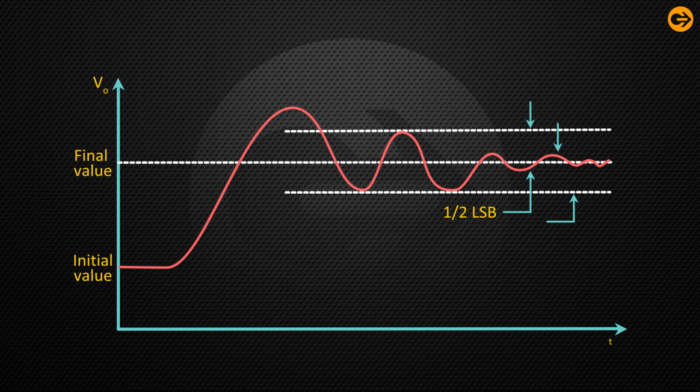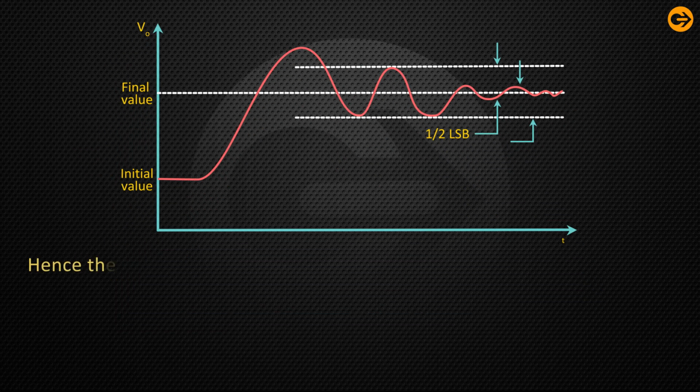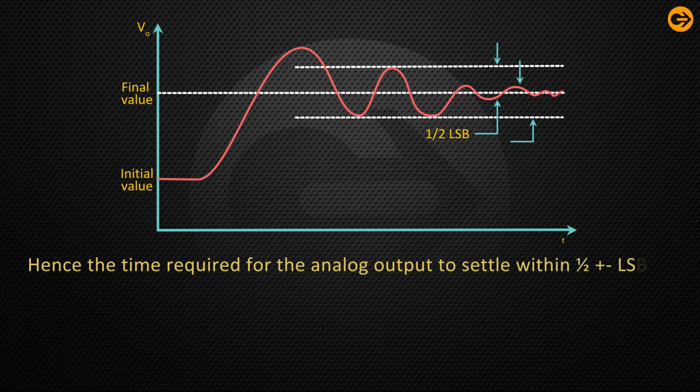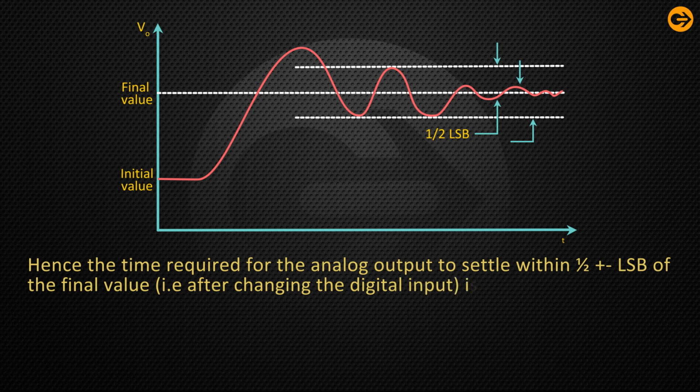Settling time. When the digital input at DAC changes, the analog output doesn't change at the same instant due to the presence of switches, active devices, stray capacitance and inductance. Therefore, the transients appear in output voltage and oscillations may occur too. This is shown in the figure. Hence, the time required for the analog output to change within plus minus half LSB of the final value, that is, after changing the digital input, is referred to as settling time.